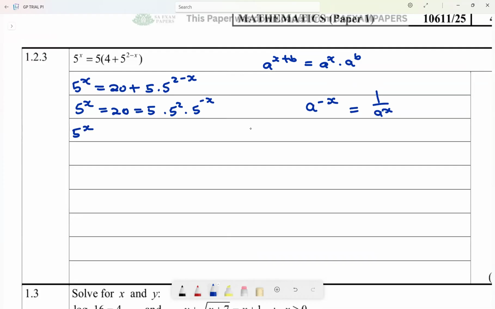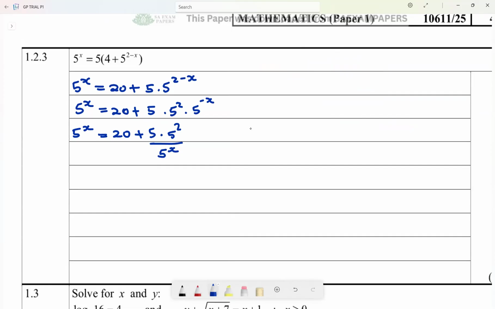So I'm still having 5 to the power of x, which is equal to, sorry guys, this is plus 20 plus 5 multiplied by 5 to the power of 2. And then let me take this to the denominator, because remember, this is just one term. So I'm going to just divide by 5 to the power of x. Why am I doing this? Because I want everything to be in a positive exponent. But now, if this is the case, I need to multiply by what?